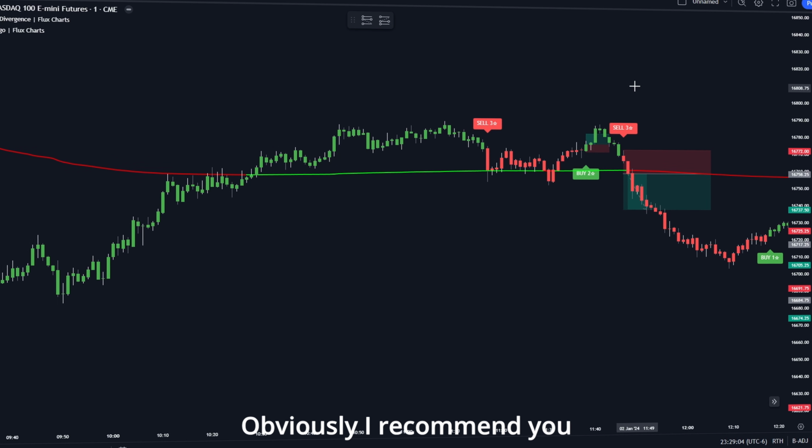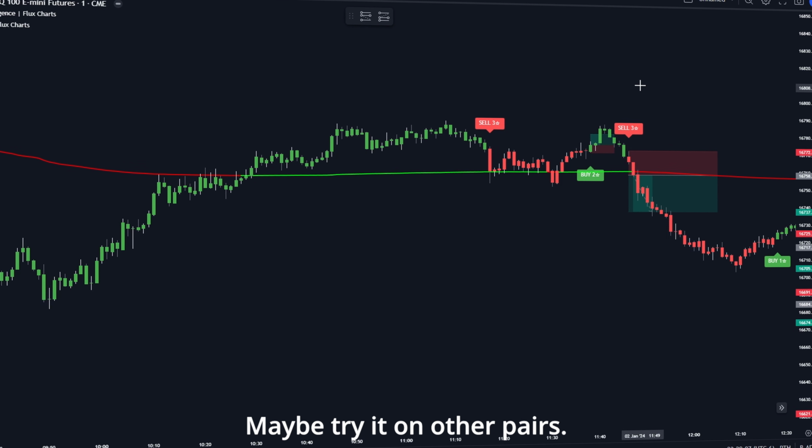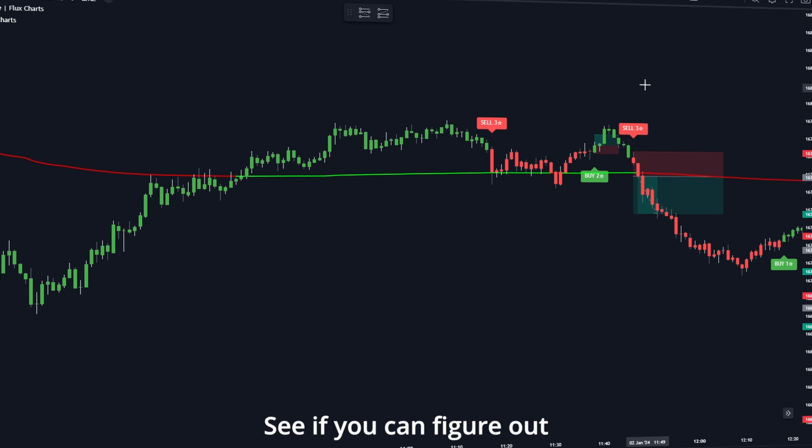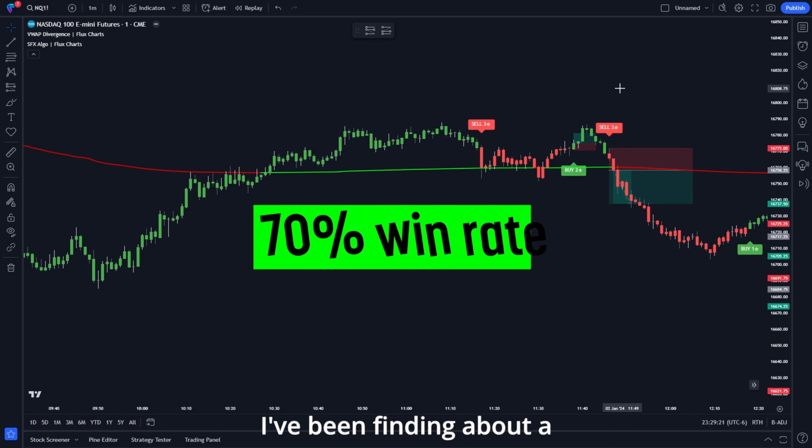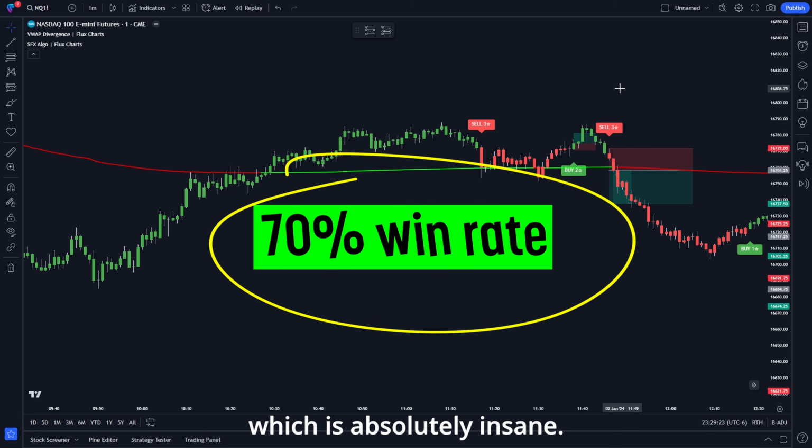Obviously, I recommend you guys go and backtest this. Maybe try it on other pairs, see if you can figure out how to improve this strategy. But from what I'm seeing so far and from the backtests I did earlier in 2023 with this strategy on the NASDAQ, I've been finding about a 70% win rate, which is absolutely insane.